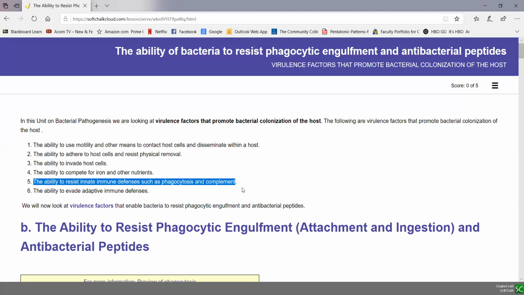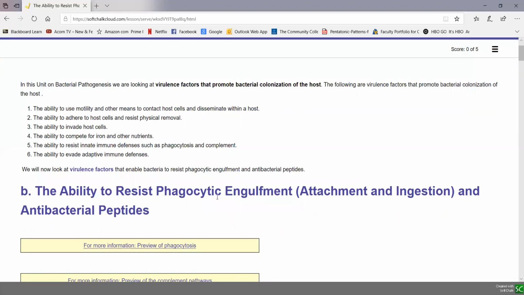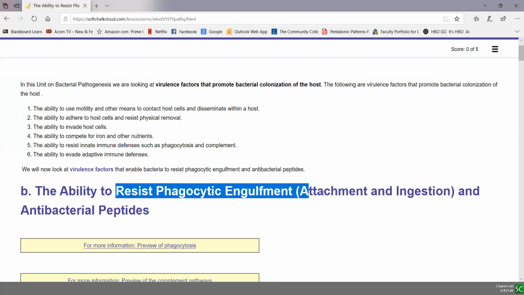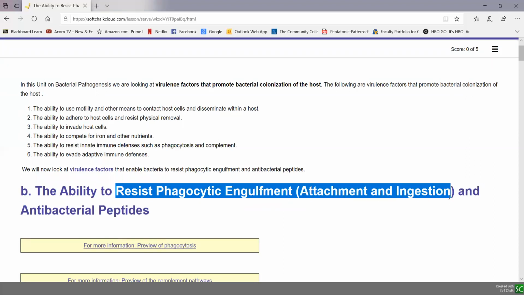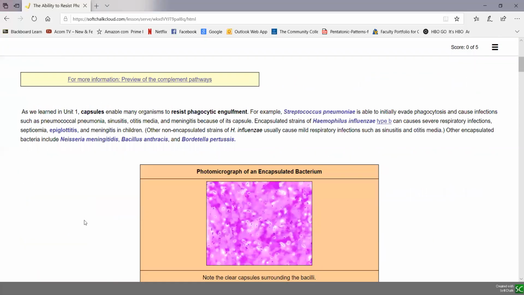And in this SoftChalk lesson specifically, again, we're looking at the ability to resist phagocytic engulfment, that is either the attachment or the ingestion stages, as well as the ability to resist antibacterial peptides. Now, what we're talking about largely in resisting phagocytic engulfment are bacterial capsules that we learned about back in Unit 1. We learned that they allow bacteria to resist phagocytic engulfment. And of course, there's quite a few bacteria that produce capsules.